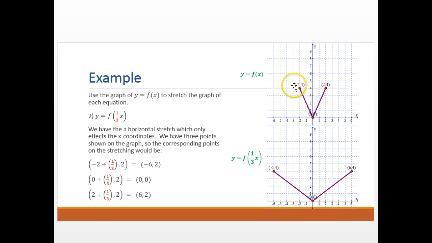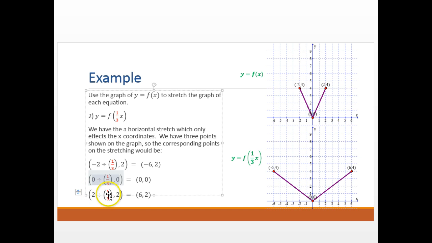So again, I have the points negative 2, 4, 0, 0, and 2, 4. I'm going to take each of these x values and divide it by a third. So negative 2 divided by a third, comma 4. When I divide by a fraction, I flip and multiply by the reciprocal. So negative 2 times 3 is negative 6. So I have the point negative 6, 4. 0 divided by a third is still 0. And this should be the point 0, 0 here, sorry.